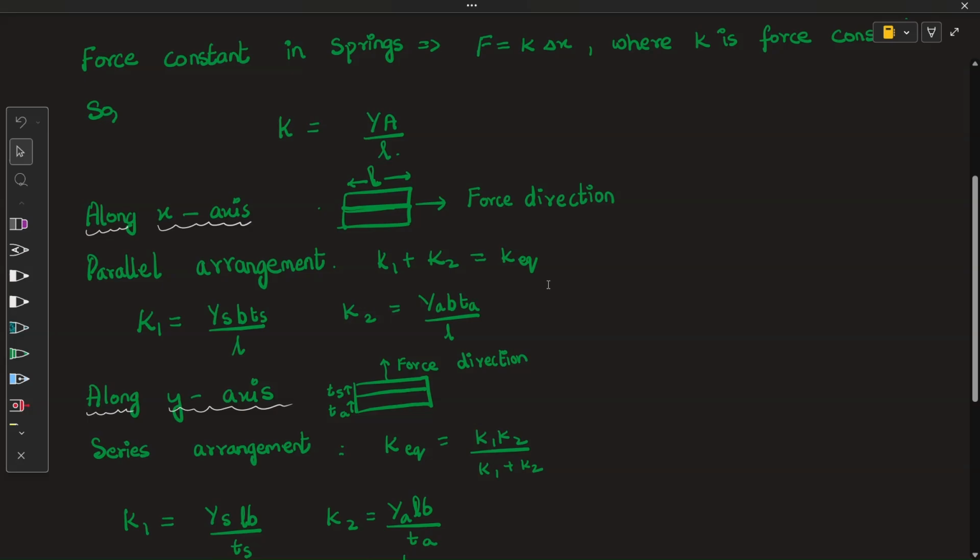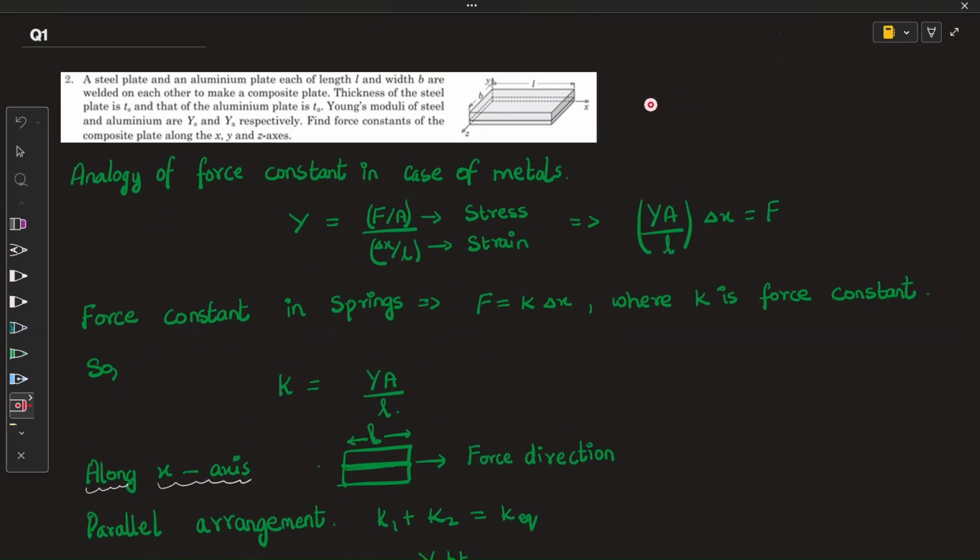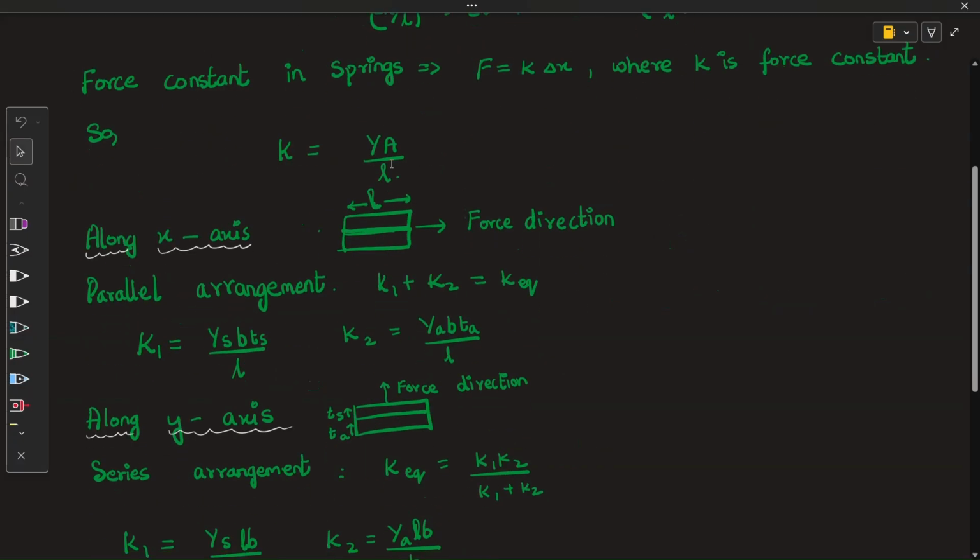Simple, right? Let me do it along any of these axes. Let's say along the x-axis, if we apply force, let me consider this as one spring and this as another spring. These two are in parallel. So in parallel, I get K equivalent is K1 plus K2, and K1 is Ys by L. Here Young's modulus is common, right?